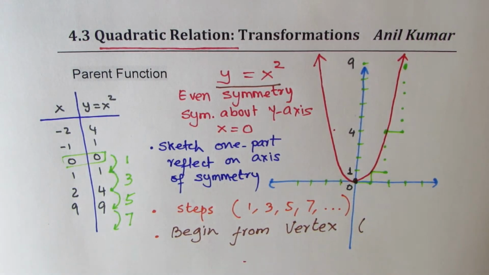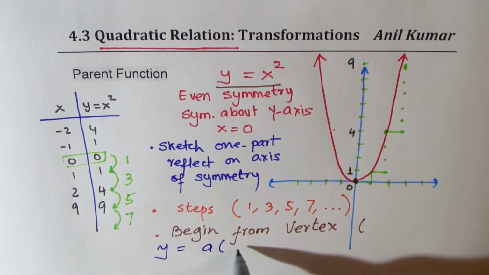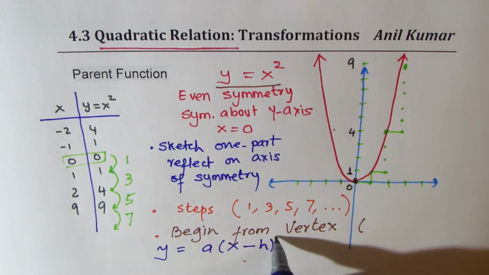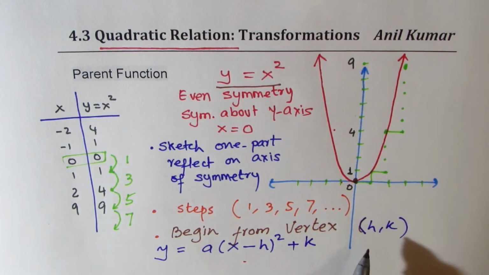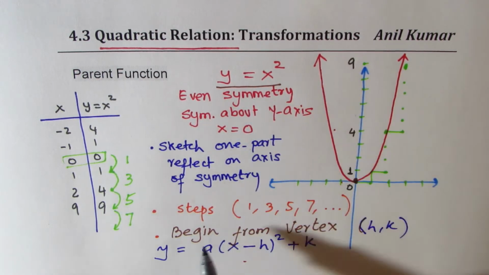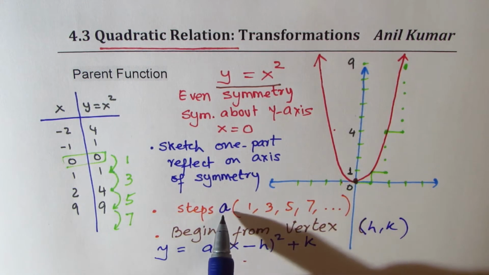Do you see that? But for a transformed function, let me write down the equation again, which is y equals a times x minus h whole square plus k. The vertex is (h, k). So you have to begin from here. Now you also see this term a. How does it affect? It is a multiplier to steps. So your steps get multiplied by a.